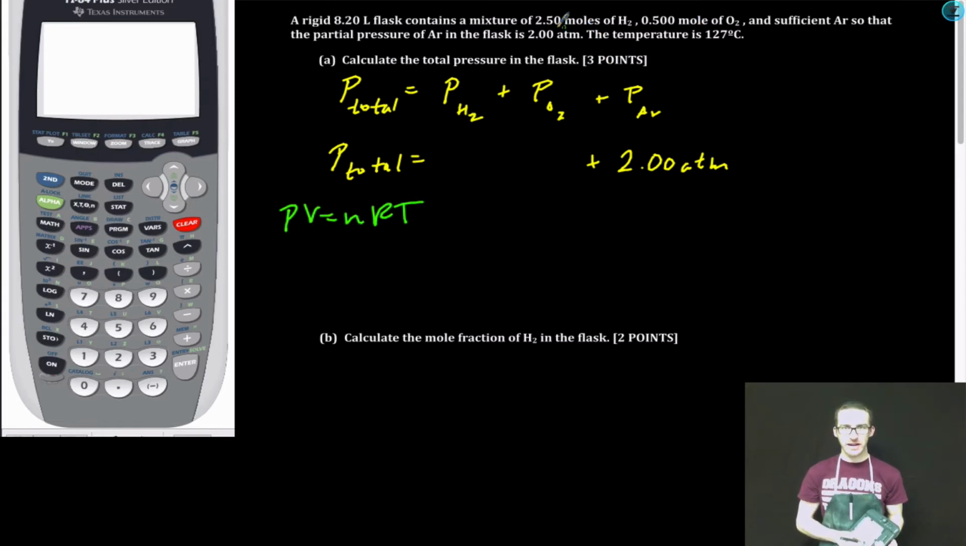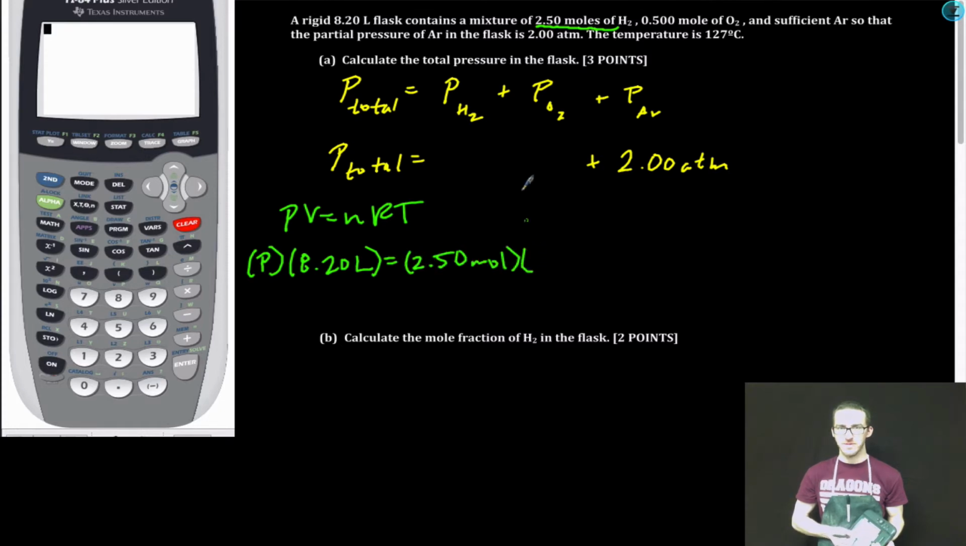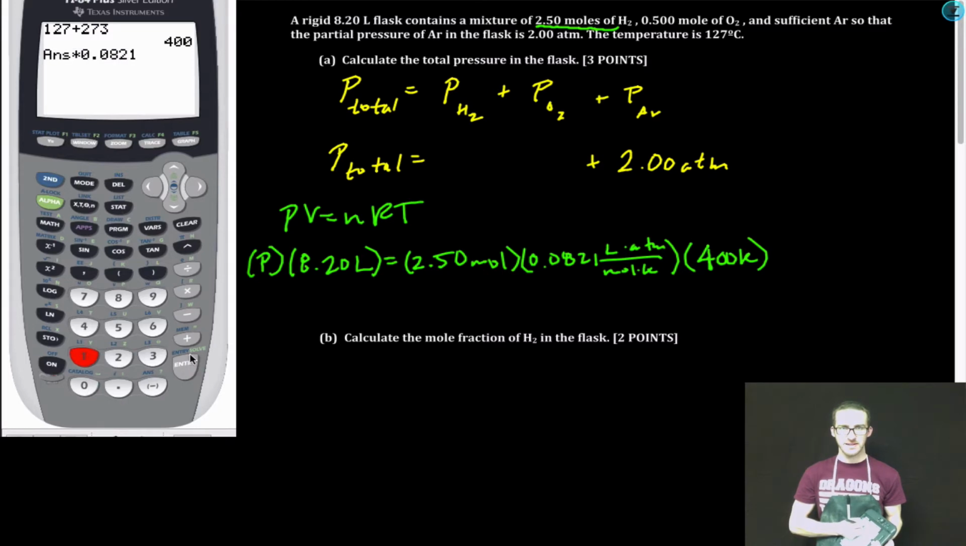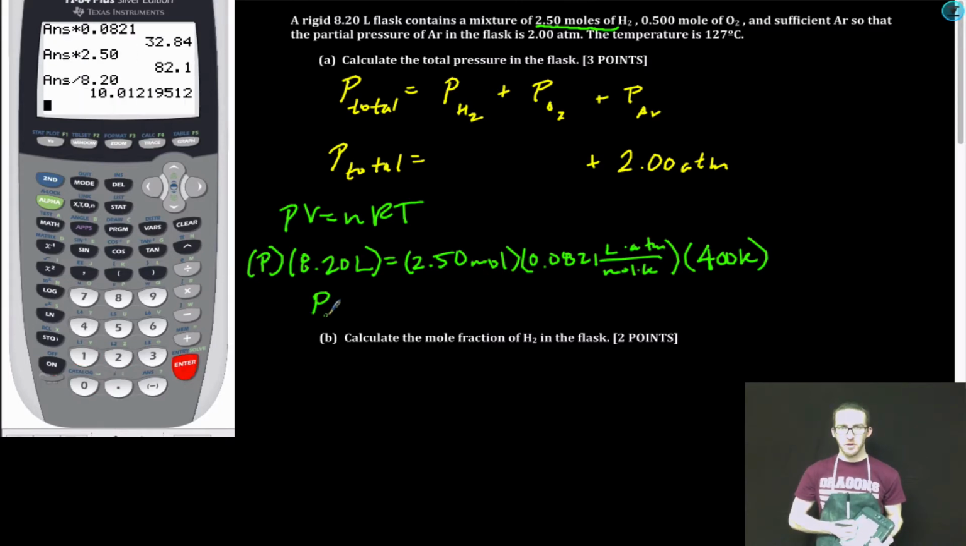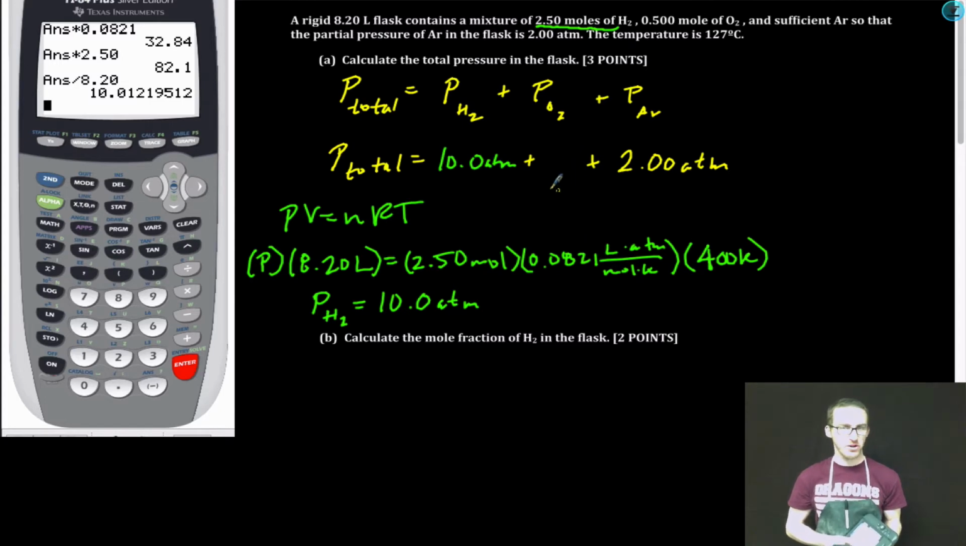PV = nRT. Alright, in green, I'm going to do a PV = nRT calculation for hydrogen. Partial pressure of the hydrogen in an 8.20 liter flask equals 2.50 moles times our gas constant for atmospheres times our Kelvin temperature, 127 plus 273. Quick trip to the calculator. Times 0.0821. Enter. Times 2.50. Enter. Divided by 8.20. Enter. Partial pressure of the hydrogen, 10.0 atmospheres.